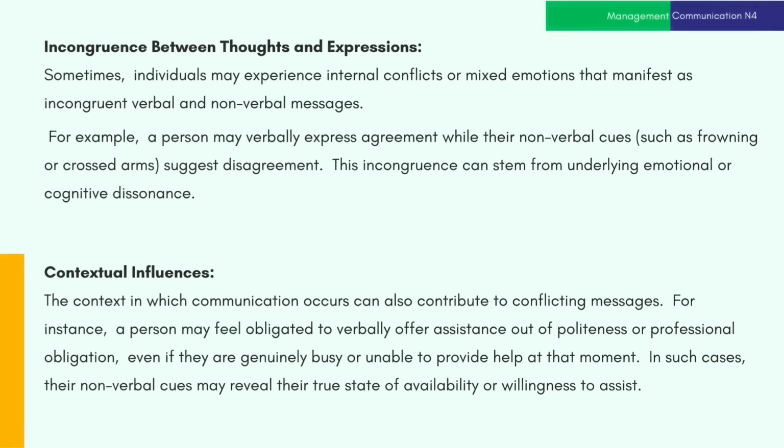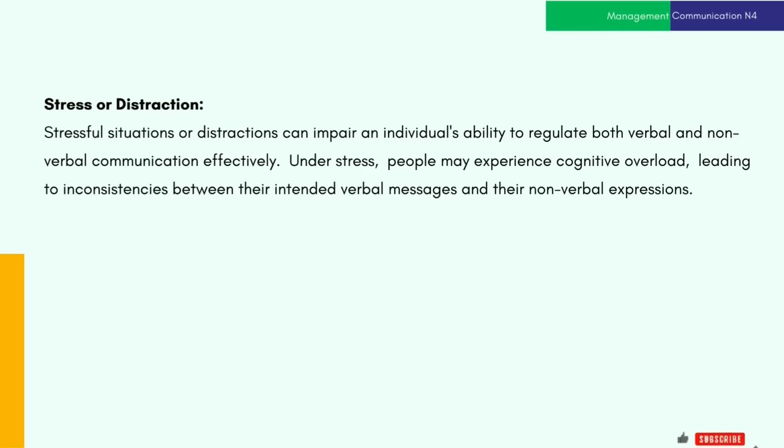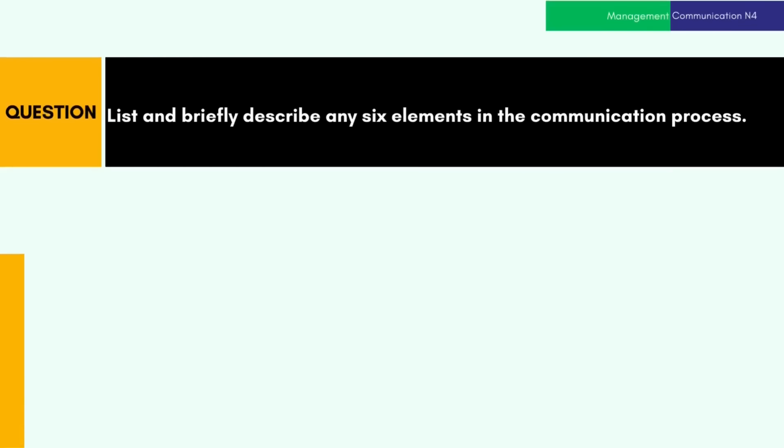4. Stress or distraction. Stressful situations or distractions can impair an individual's ability to regulate both verbal and nonverbal communication effectively. Under stress, people may experience cognitive overload, leading to inconsistencies between their intended verbal messages and their nonverbal expressions. For instance, a receptionist may verbally greet a client while simultaneously searching through a document, unaware that their nonverbal behavior contradicts their verbal message.